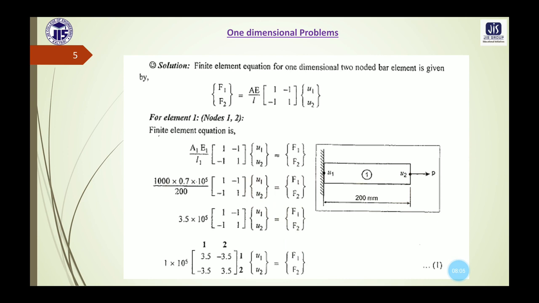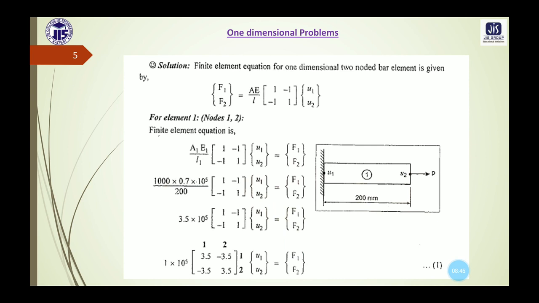So first we will write the finite element equation for the one-dimensional two-noded bar element. And this equation is familiar to us. Based on this equation we have discussed different numericals earlier. So this finite element equation for the one-dimensional two-noded bar element is the force vector column matrix of F1 F2, which equals AE by L multiplied by the symmetric matrix of 1 minus 1 minus 1 1, multiplied by the nodal displacement matrix, which is U1 U2, a column matrix.